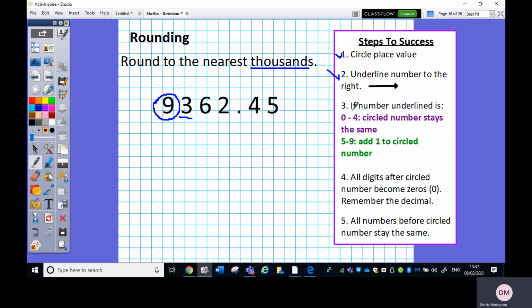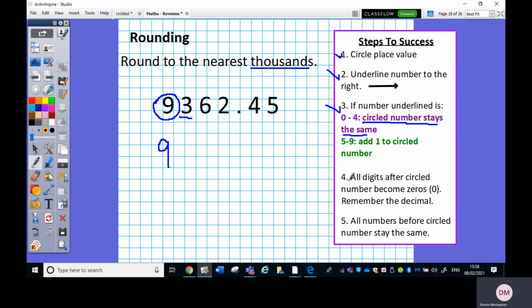Okay. Now, if the number underlined is 0 to 4, then the circled number stays the same. I'm taking a look at my underlined number and it's 3. So is it between 0 to 4 or 5 to 9? It's between 0 to 4. So I know that the circled number stays the same. So my circled number is this one, 9. So I'm going to write that down.